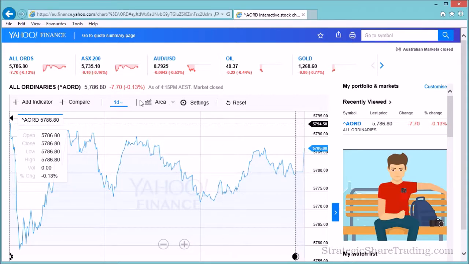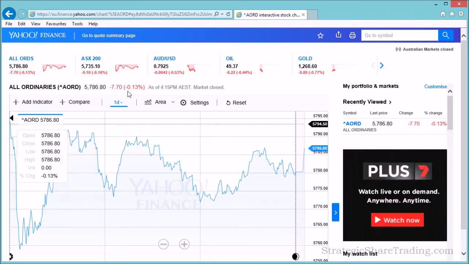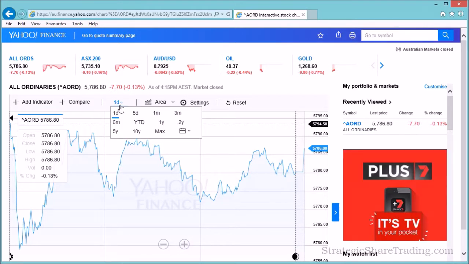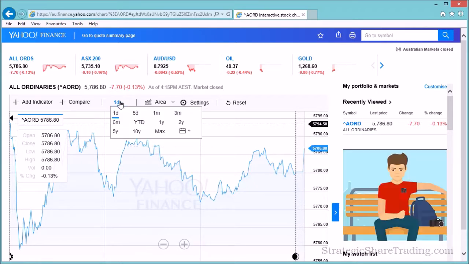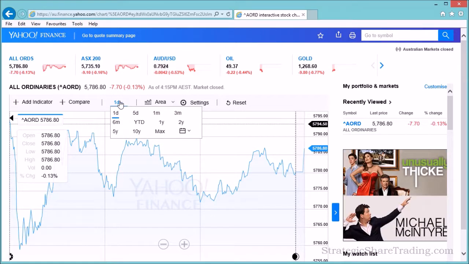And up the top here, see where it says 1D. That means that the chart is displaying 1 day. If I hold my cursor over that, you can see we've got 1 day, 5 days, 1 month, 3 months, 6 months, year to date, 1 year, 2 years, 5 years, 10 years, or max. However much data we want to display. I'm going to click max.